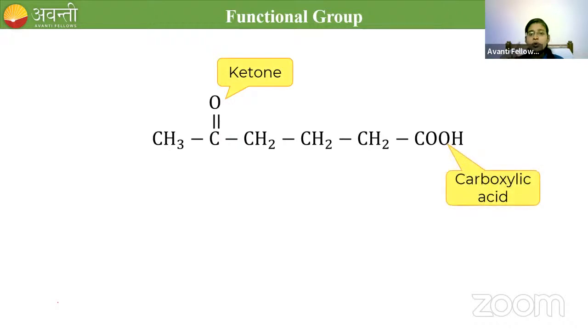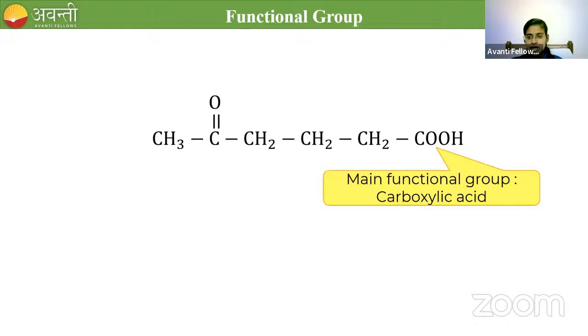If you're having more than one functional group in your compound, then you have to check which one will come first, or which one is the main functional group. So how will you find that out? From the priority list only. You all know that in the priority list, carboxylic acid comes first, right? So carboxylic acid is the main functional group.